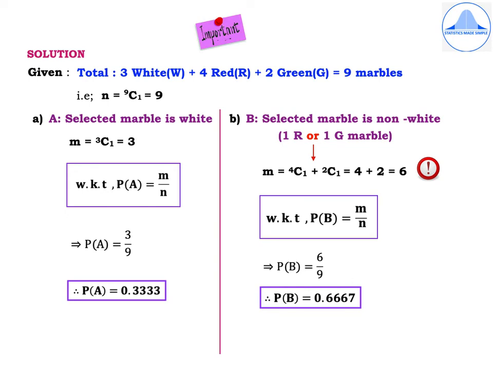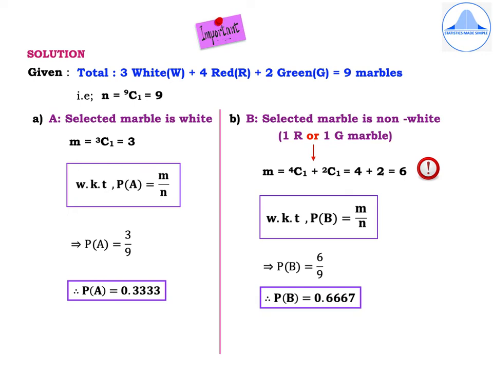Now when one marble is selected out of a total, you can use combinations or you need not use it. The answer will remain the same. But here I am using it to explain the concept of combinations. So I repeat again, the total number of marbles is 9 and out of these marbles I have to select only one marble. So we make use of combinations. So n is equal to 9C1, which is equal to 9.